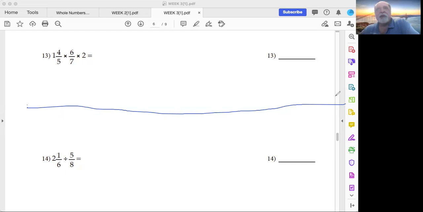Remember that for these kinds of computations where they're just doing whole numbers, they want you to do it by hand, right? So do it by hand and you can double check it with the calculator, okay?